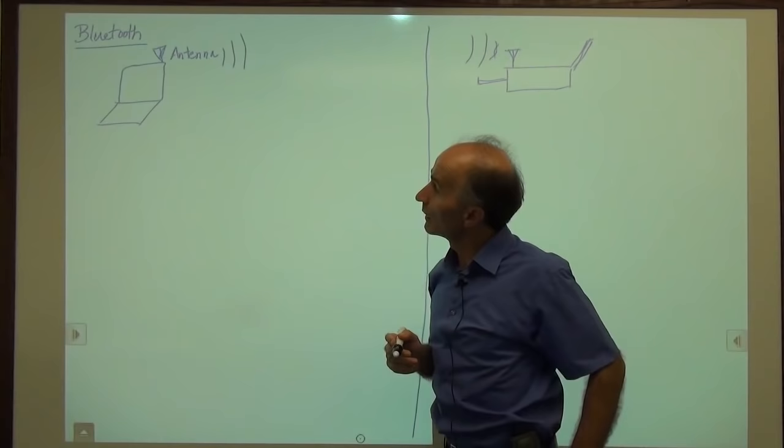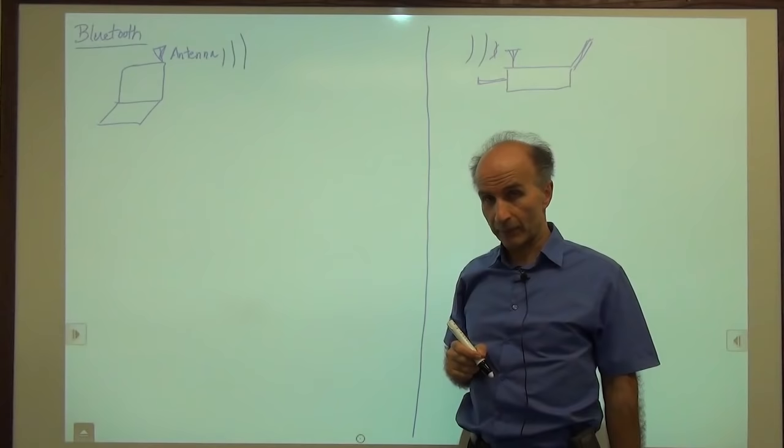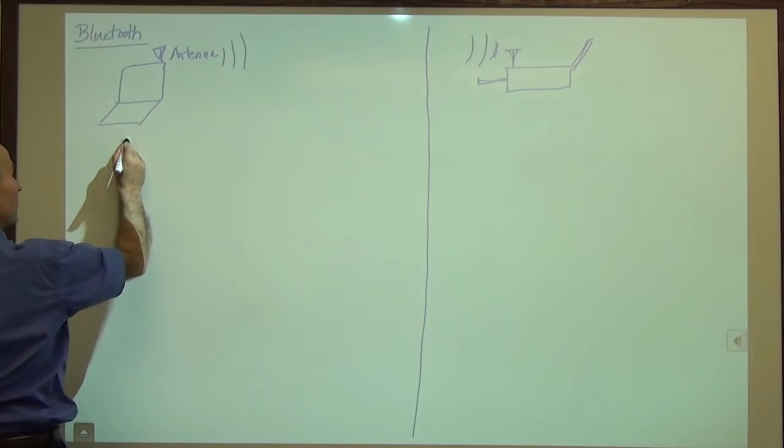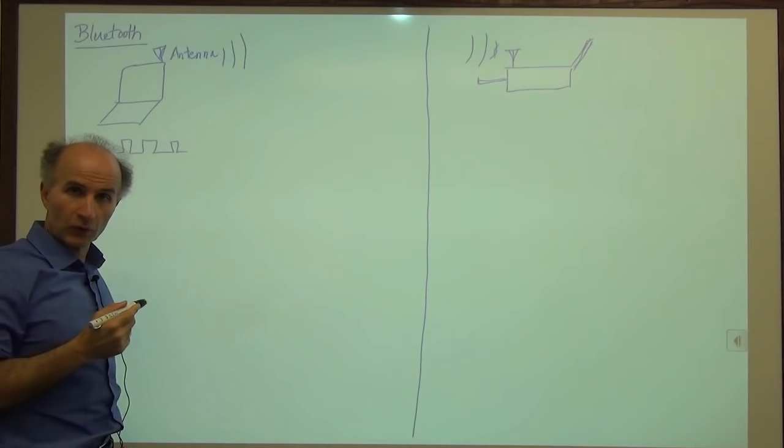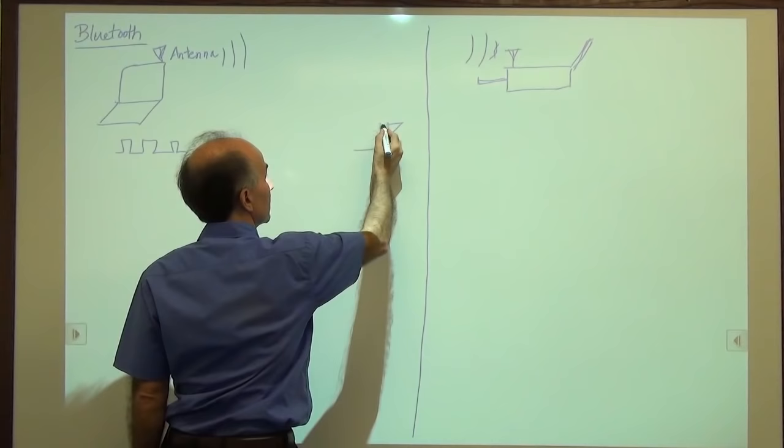Okay, so let's say that we have some data coming out of the laptop in the form of ones and zeros. Very simple, right? So we have a bunch of ones and zeros coming in. And this is the data that I would like to transmit. And I have an antenna here for the transmitter. And I'm hoping that these waves will come out and go to the printer.